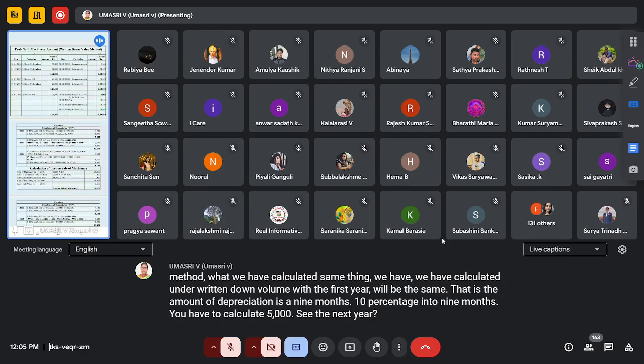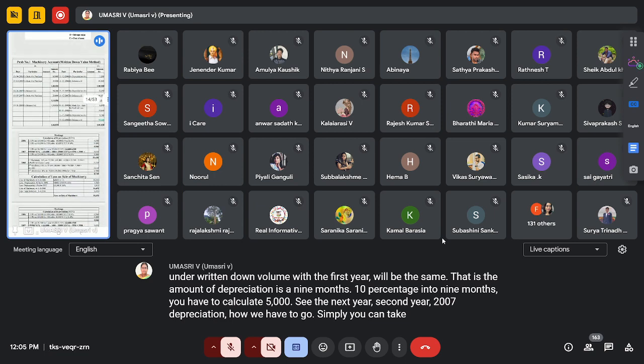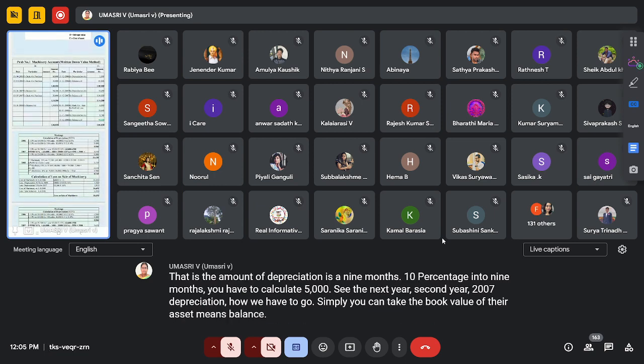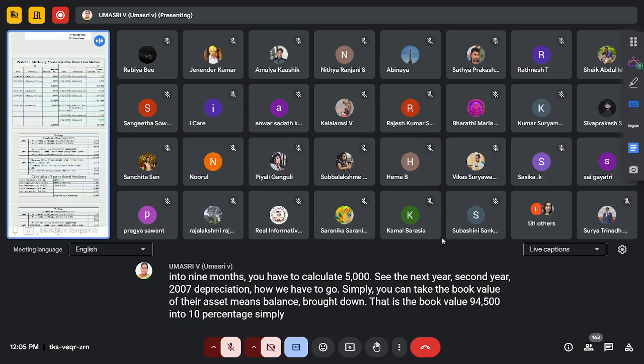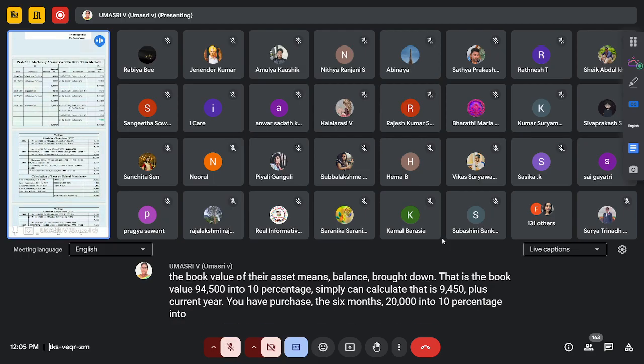See the next year, second year, 2007 depreciation. How do we have to calculate? Simply you can take the book value of the asset, meaning balance brought down. That is the book value. 94,500 into 10%, simply you can calculate, that is 9,450, plus the current year you have purchased for 6 months, 20,000 into 10% into 6 months, that is 1,000 rupees, totally 10,450.